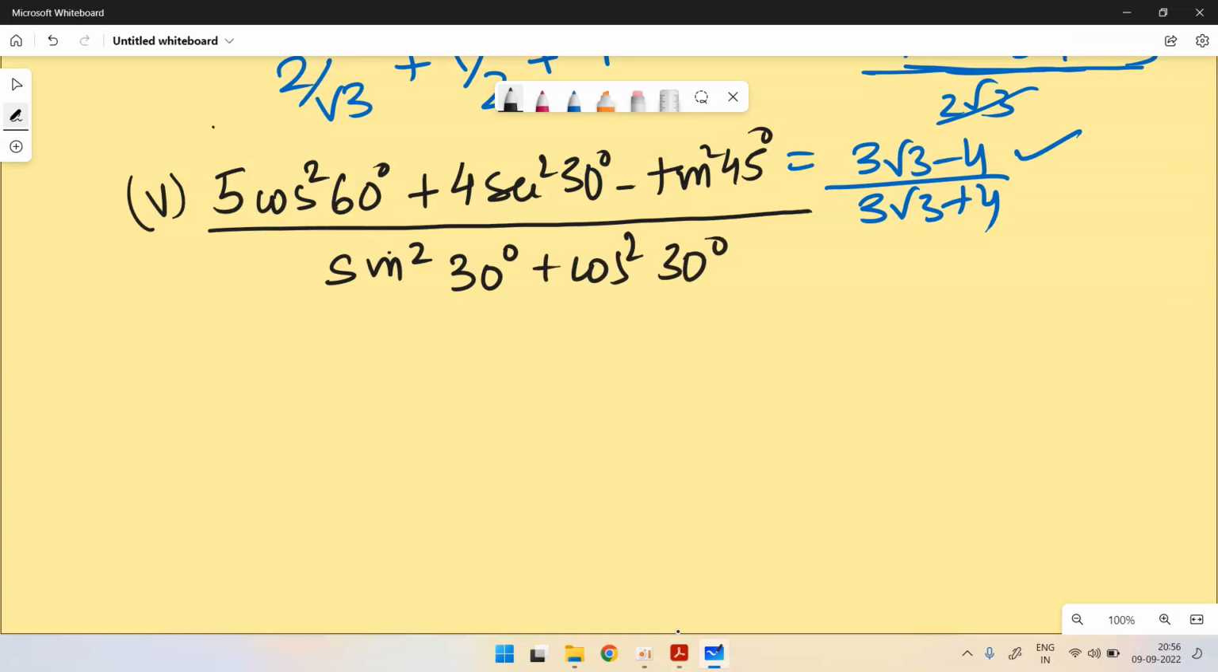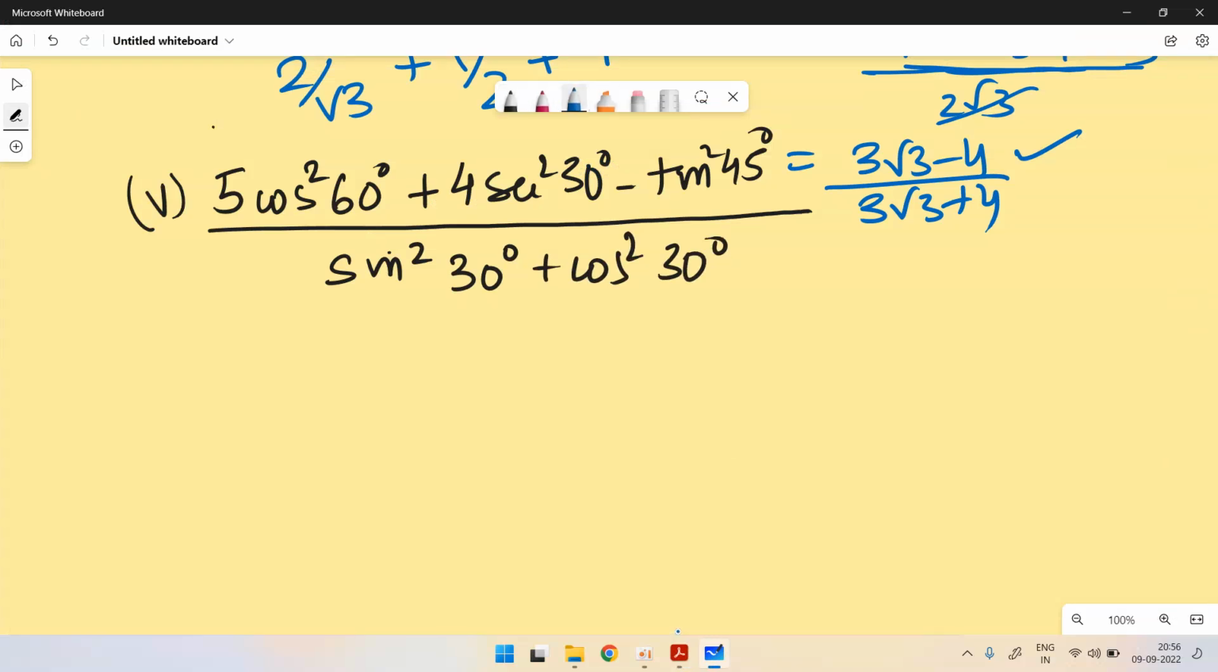I am doing this question after completing my whole chapter; I would have directly substituted this value to be 1, since sin square 30 plus cos square 30 is nothing but 1. But I will be doing this by the normal method.